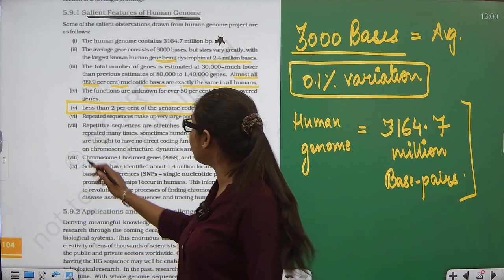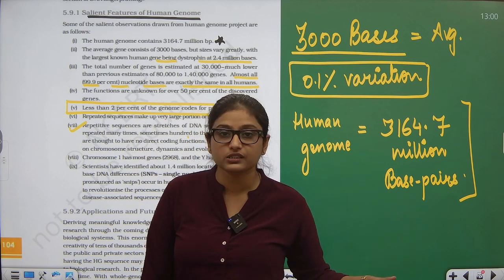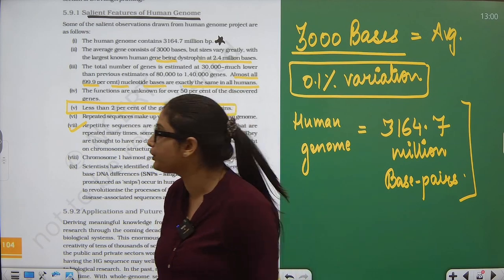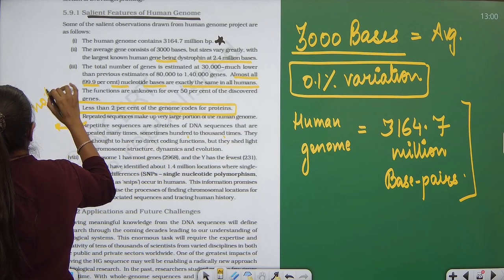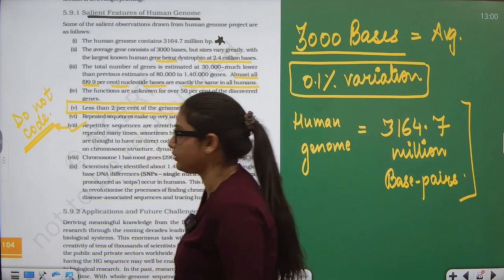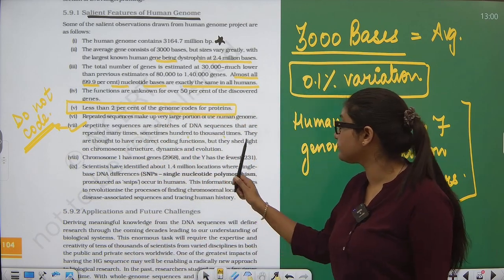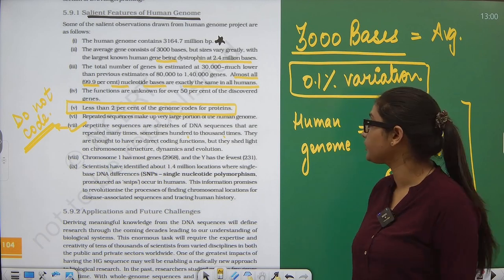Now, if you think that these repetitive structures might also code for some information, that is absolutely not true. They do not code for any relevant hereditary information. They are just for the process of chromosomal structure, dynamics, and evolution.